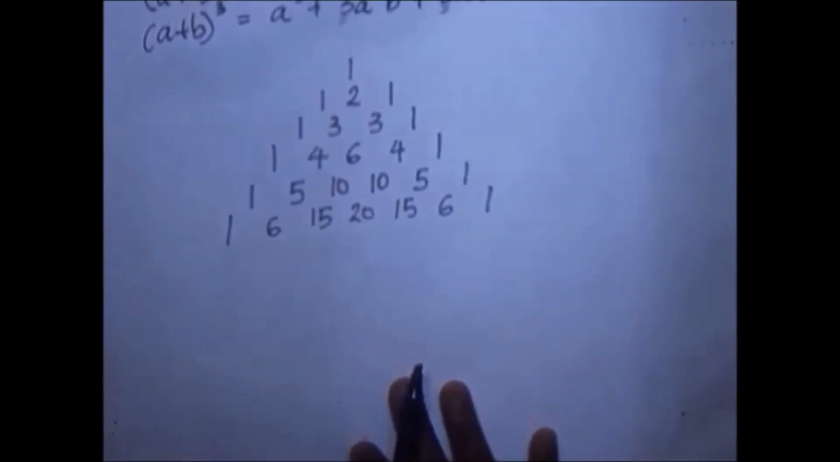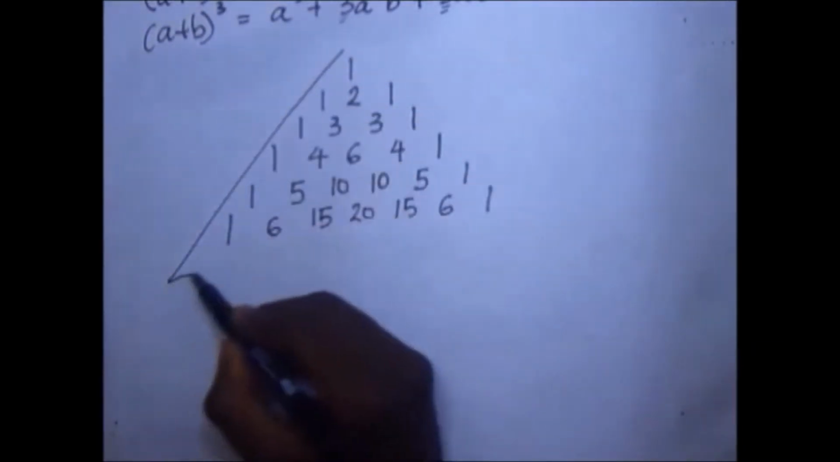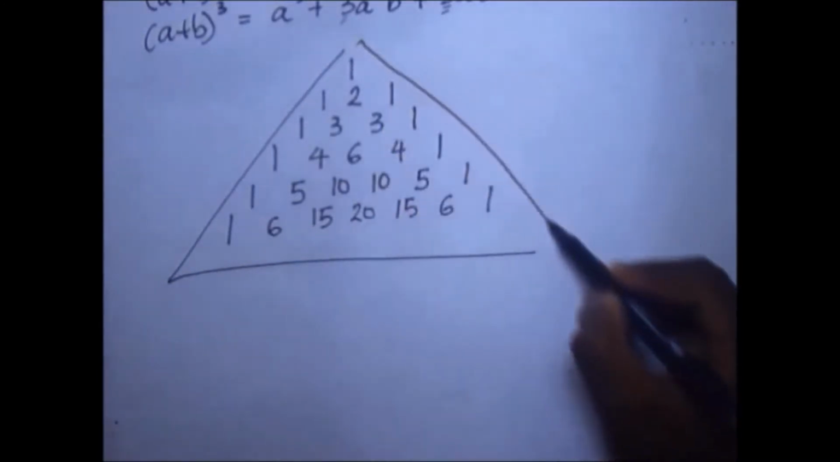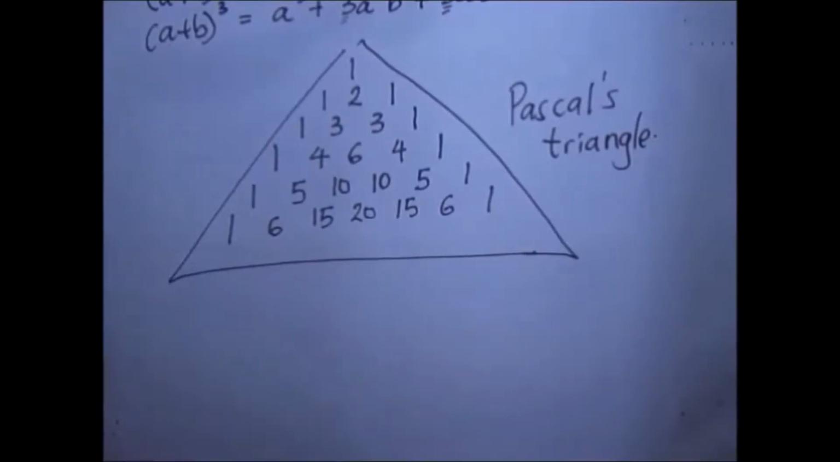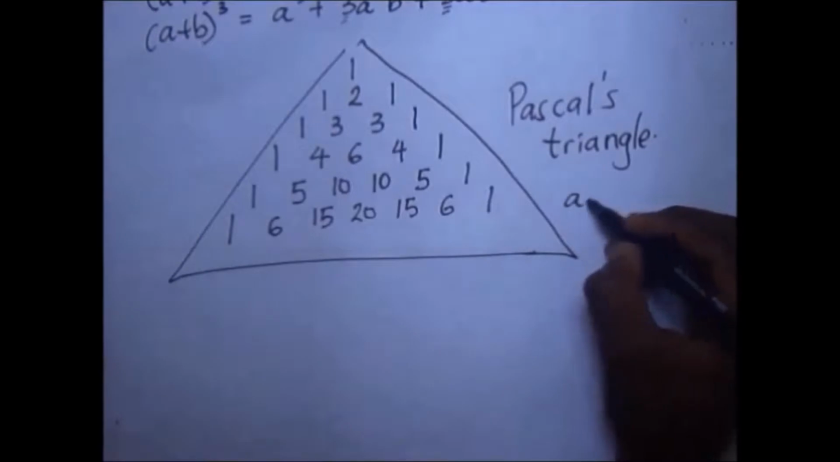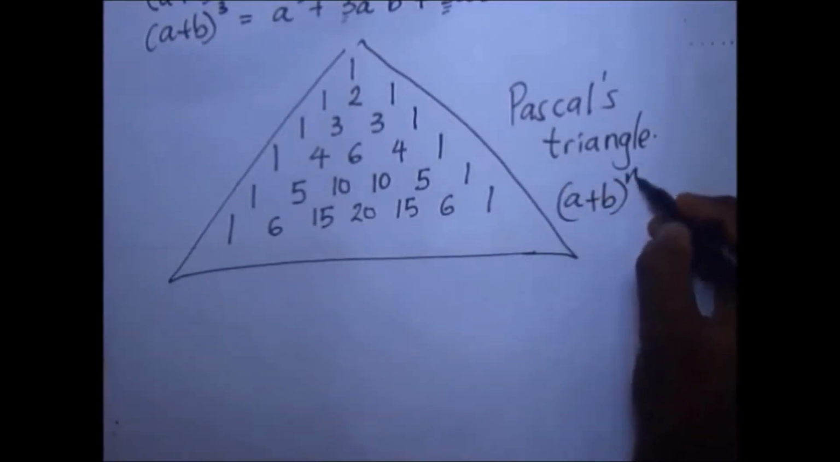Now the triangle continues. It goes on and on. And this is what we are calling Pascal's triangle. Now, what is the use of Pascal's triangle? Pascal's triangle is used to get coefficients of expressions of the form (a + b)^n.